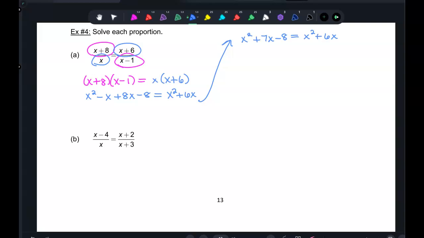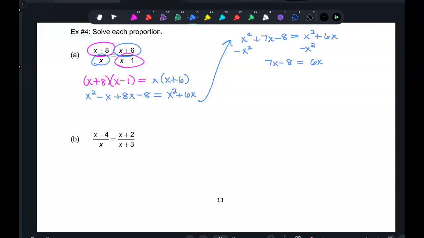Is this correct? Okay. What now? I could subtract x squared from both sides. And what happens when I subtract x squared? It just goes away. So I have 7x minus 8 equals 6x. And then subtract 6x on both sides.